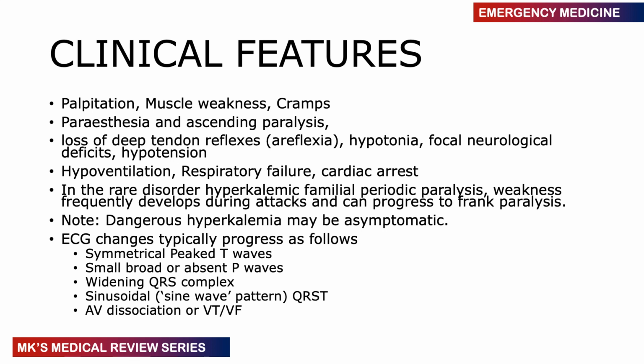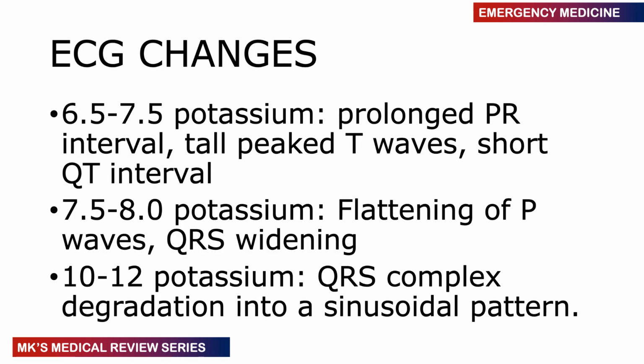You may have a sine wave pattern, that's a sinusoidal QRS complex pattern. You may have AV dissociation or even ventricular tachycardia or ventricular fibrillation. Remember, for those that have a potassium concentration between 6.5 to 7.5, you're going to see a prolonged PR interval and peaked T waves. You may see a shortened QT interval.